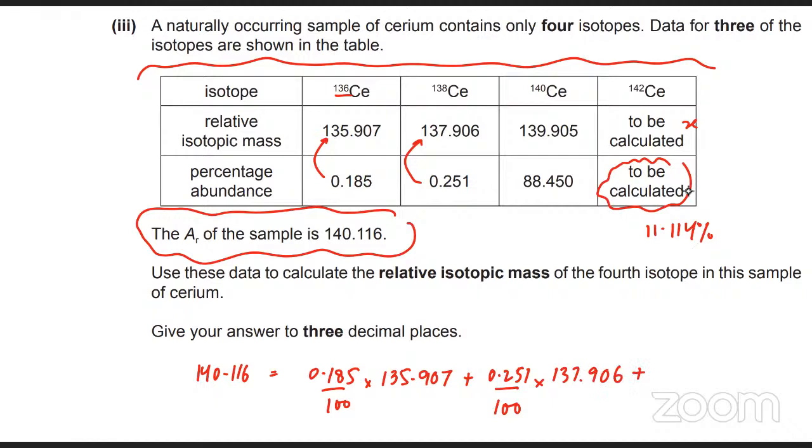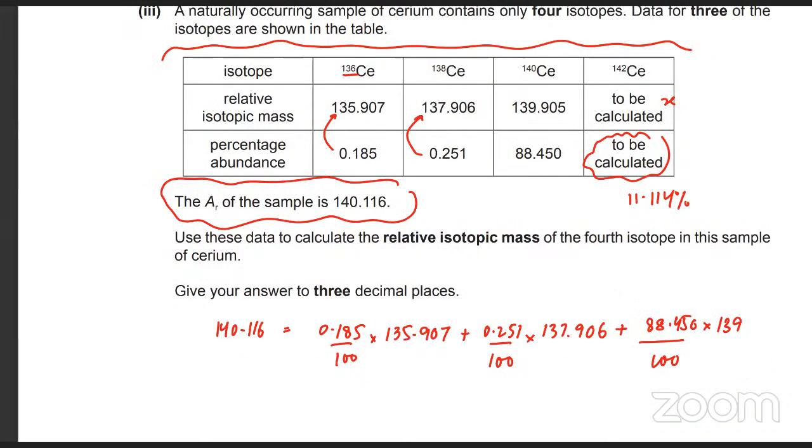It just continues. 88.45 divided by 100 times 139.905. And the last one is 11.114% over 100, and that would be multiplied by X because I don't know what the mass is. It's a pretty lengthy calculation. So all I need to do now is find X. What is X? The first thing is I'm going to get rid of the 100.